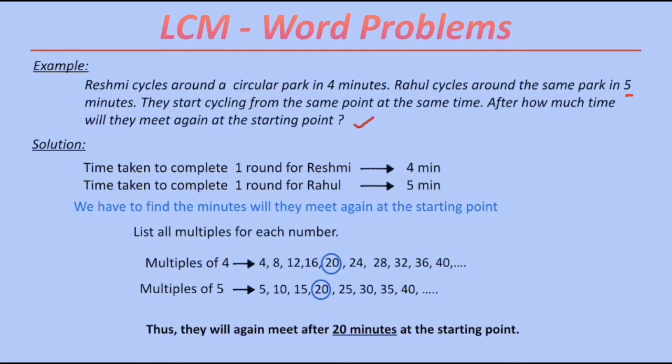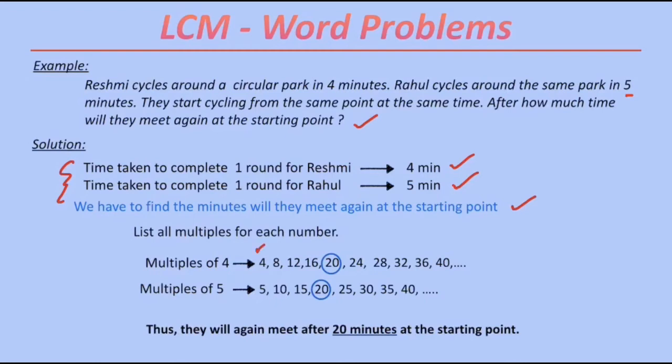In this sum, first you need to write the given data. The given data is: Reshmi has taken 4 minutes to complete one round and Rahul has taken 5 minutes to complete one round of the same park. We need to identify at what time they will meet again at the starting point. For this, we have to identify the number of minutes taken for each round.